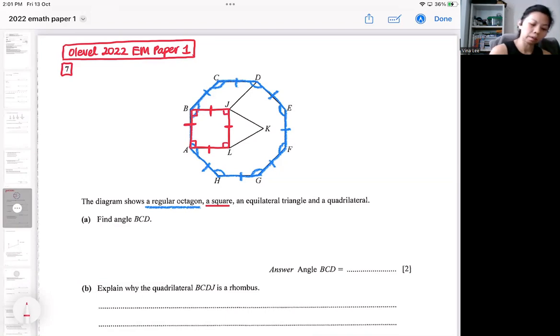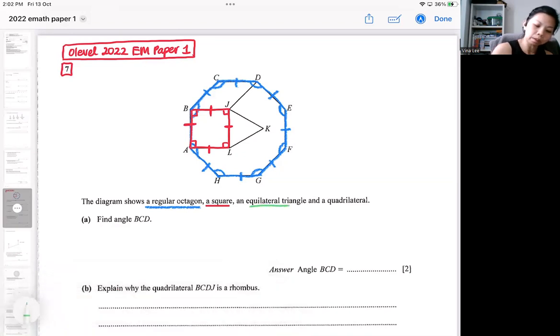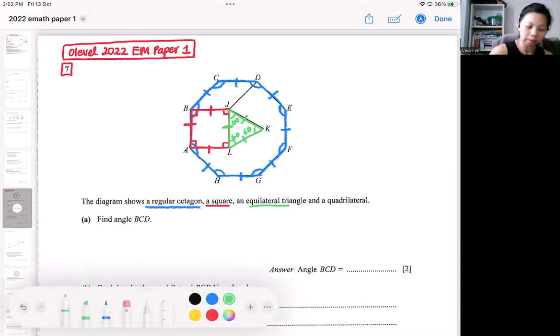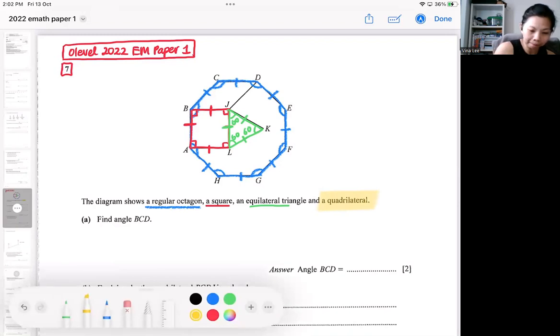Okay, then subsequently, we got an equilateral triangle. So where is the equilateral triangle? The equilateral triangle is here. One side is connected to the square. So that means also all the same side. Okay, and then we got the 60 degrees. And then we got the quadrilateral. The quadrilateral is the yellow thing here.